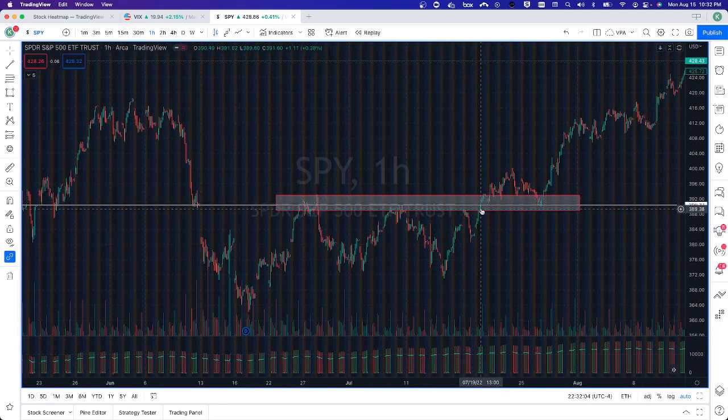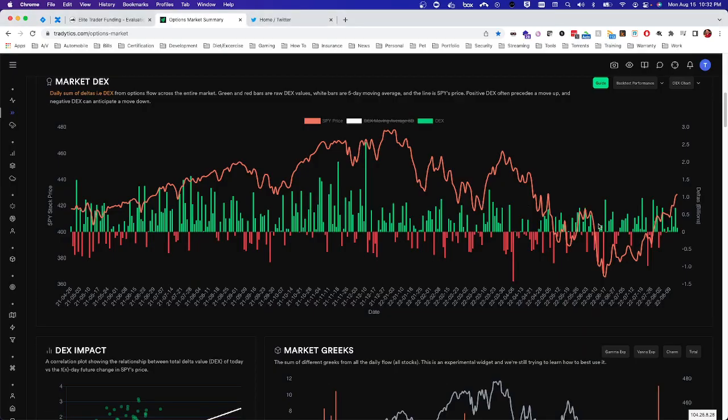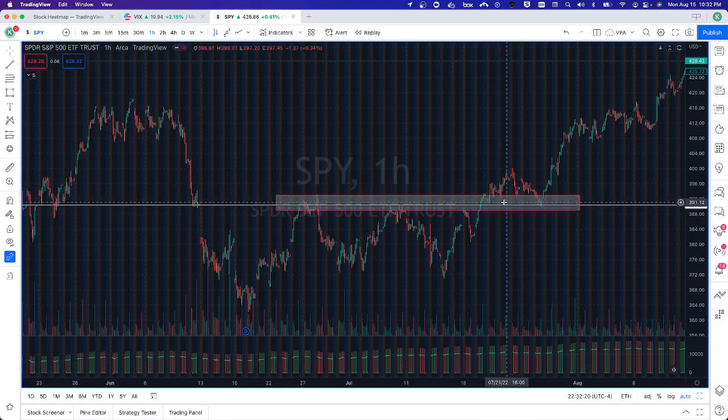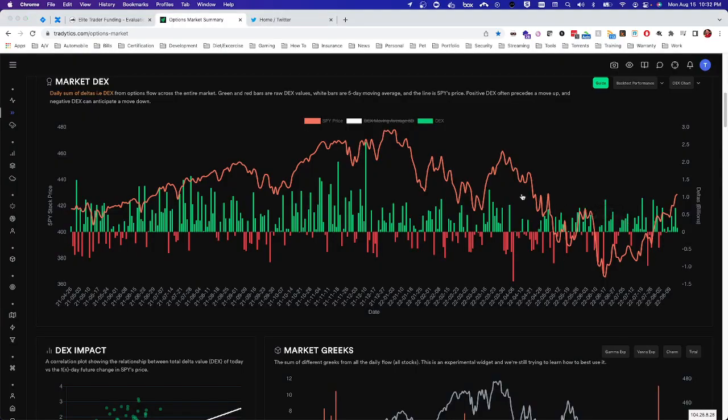Now, we don't necessarily want to take a play right out of the gate. We could have. So this was July 19th, 2022. Let's see what the delta exposure looked like. Yeah, we had some big green delta exposure, so we could have certainly taken a play there. But as a more conservative trader, I usually like to wait for a retest. So we would have missed this moving up, but that's okay.